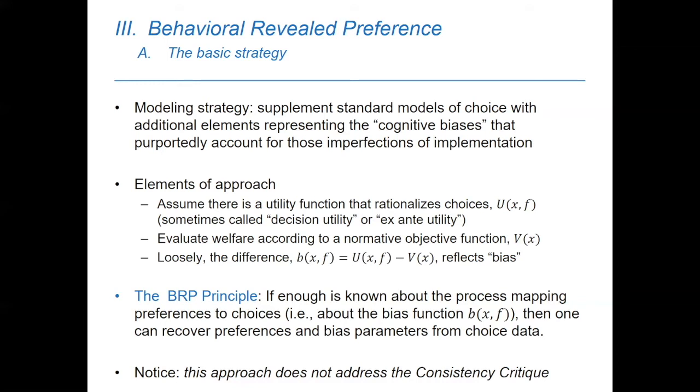And now I'll state what I take to be the basic principle of behavioral revealed preference, which is that if enough is known about the process mapping preferences to choices, in other words, if we know enough about the structure of the bias function, B, then we can recover preferences and bias parameters simultaneously from choice data. In standard economics, we have a mapping from preference parameters to choices, which we can invert to recover the preference parameters. Here we have a mapping from preference parameters and bias parameters to choices, which we can invert under appropriate conditions to recover both the preference parameters and the bias parameters. That's what this approach is all about.